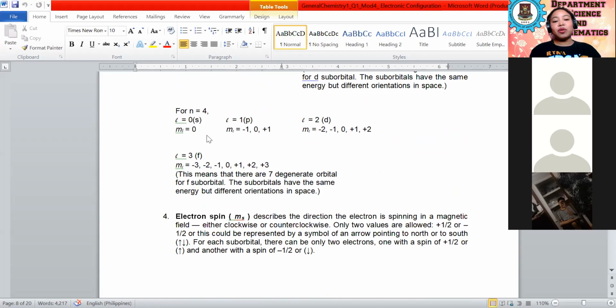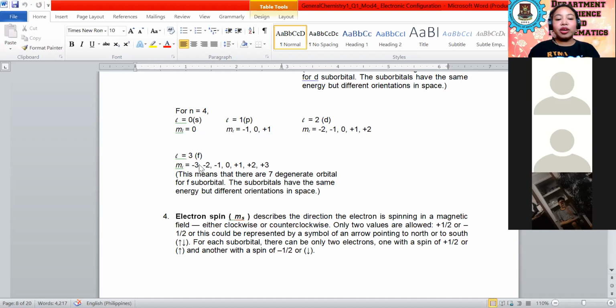How about for n is equal to 4? We already calculated until D, so let's go to L is equal to 3. For n is equal to 4, L goes up to 3. The magnetic quantum number goes -3, -2, -1, 0, +1, +2, and +3. So how many degenerate orbitals or beds are there? 7, ma'am. If each bed could occupy 2 electrons, how many electrons could be placed in your F suborbital?